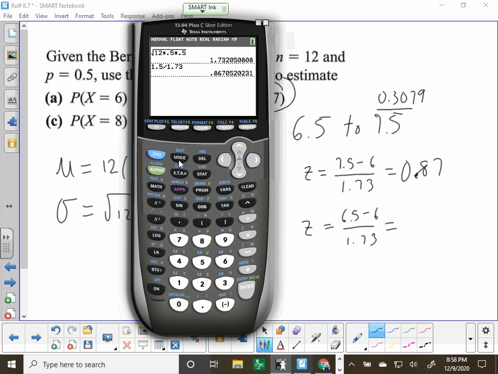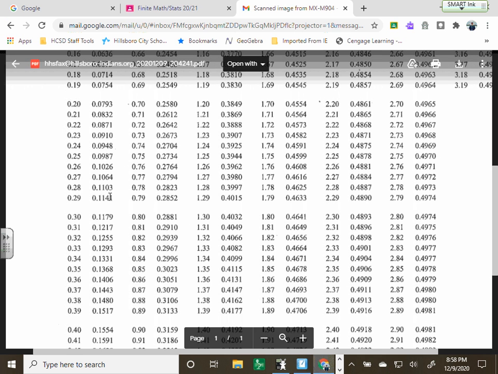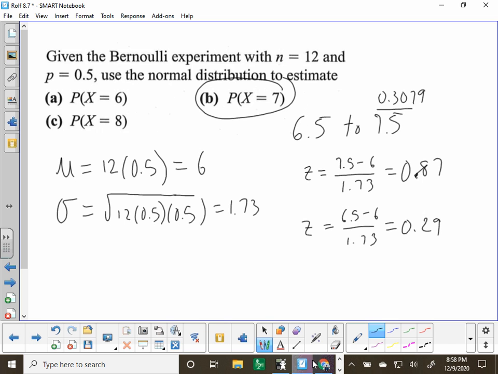Go back to the calculator. And we got 0.5 this time, divided by 1.73 equals 0.29. So then I go to the table, 0.29, 1141. So this is 0.1141.